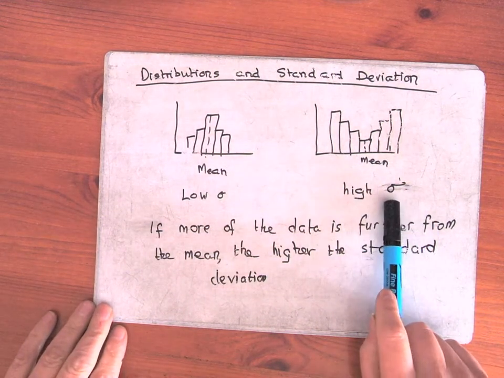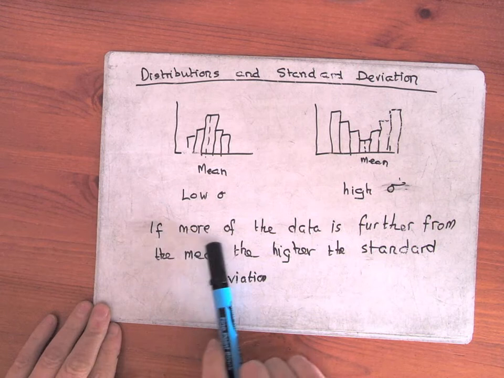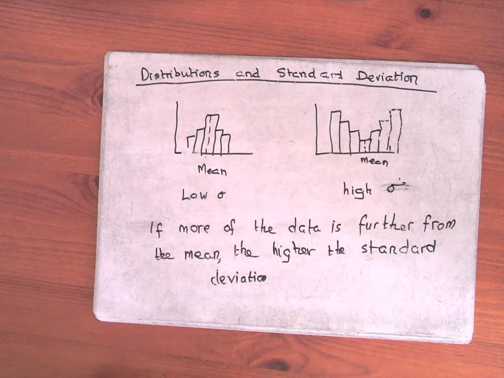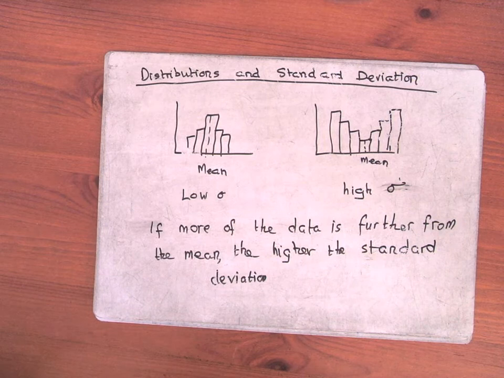Remember, sigma means standard deviation. So the more of the data is farther from the mean, the higher the standard deviation. And that's shapes of distributions done.